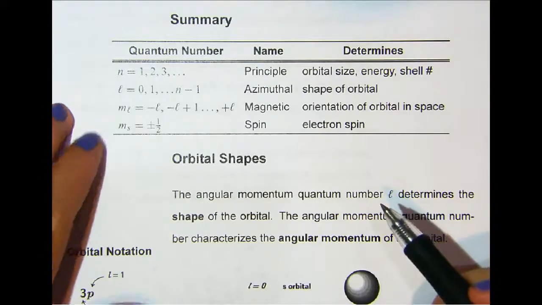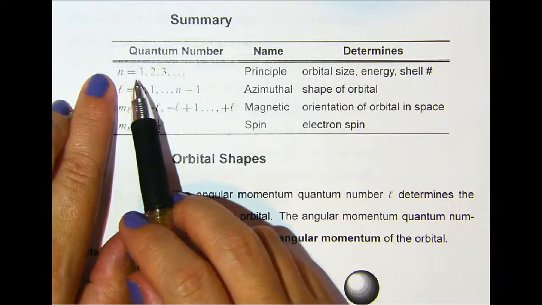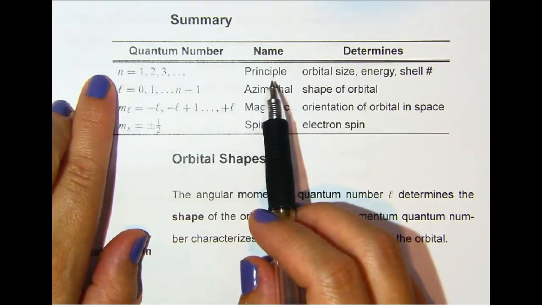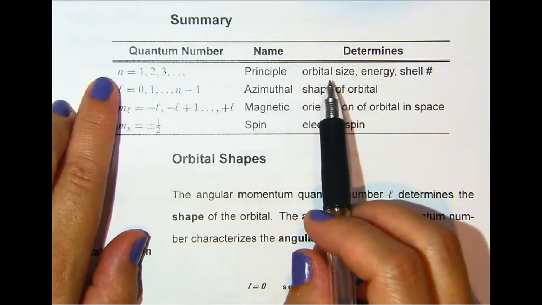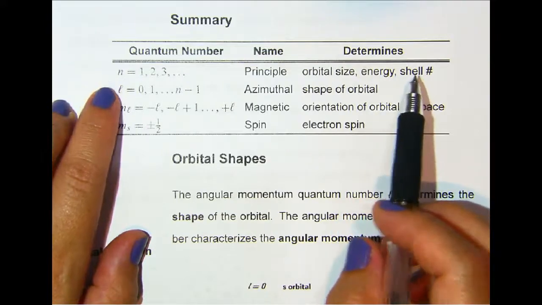Here's a summary of determining quantum numbers. N is the first quantum number, which can equal 1, 2, 3, up to 7. It is called the principal quantum number, also representing the principal energy level. It's the orbital size, the energy of the electron, and its shell number.